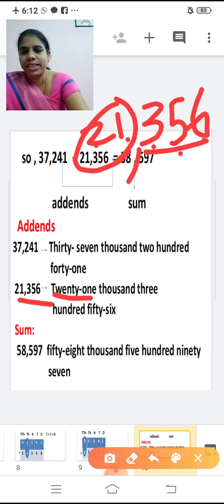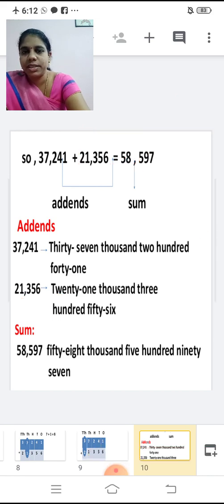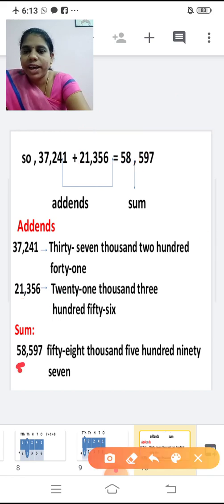Next, we are going to write the sum in words. 58,597.